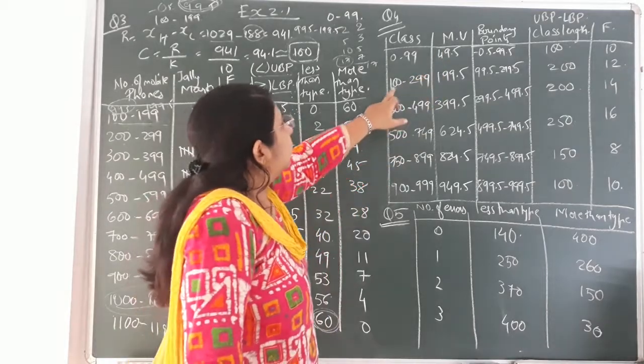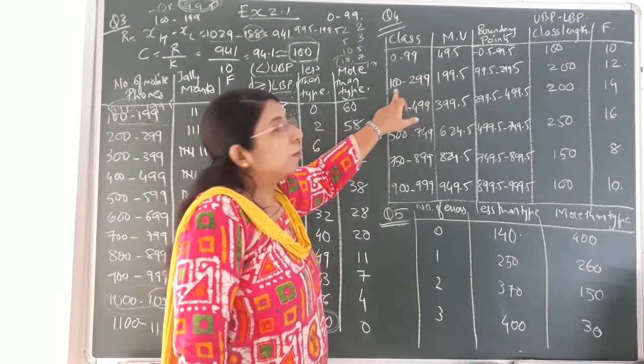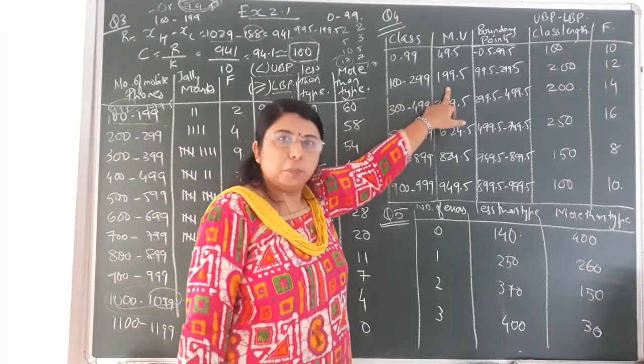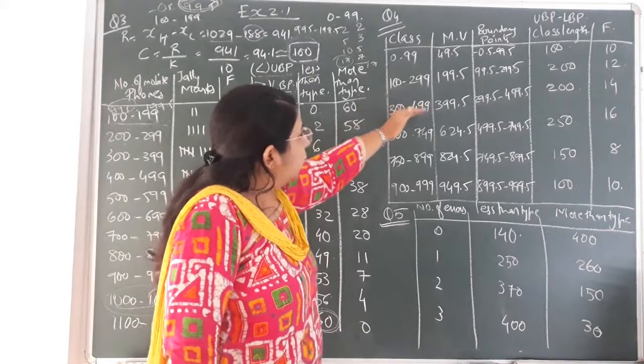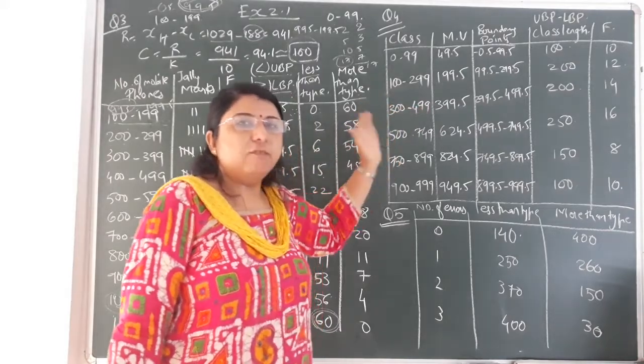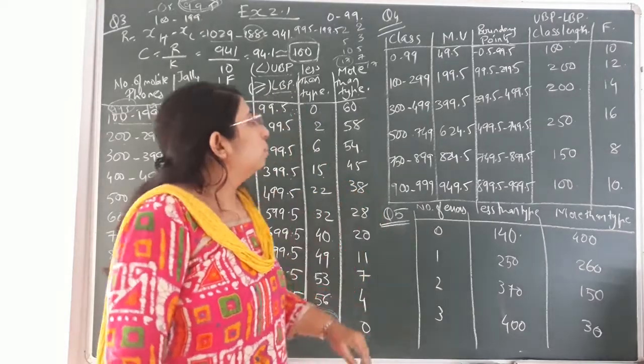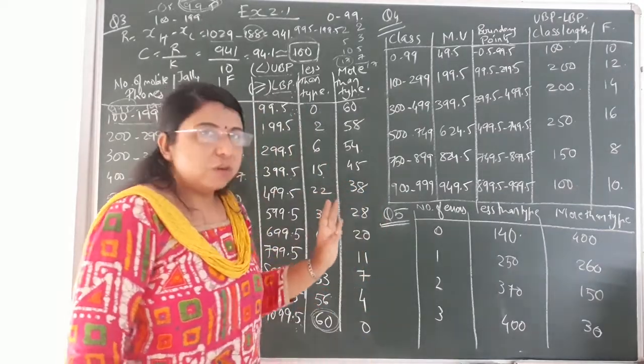Second one, that is 100 plus 299, that would come to 399. 399 divided by 2, you will get 199.5. In the same way, you have to add the upper limit and lower limit and divide by 2. You will get the mid value of each and every class. After getting the mid value, the first answer is completed.